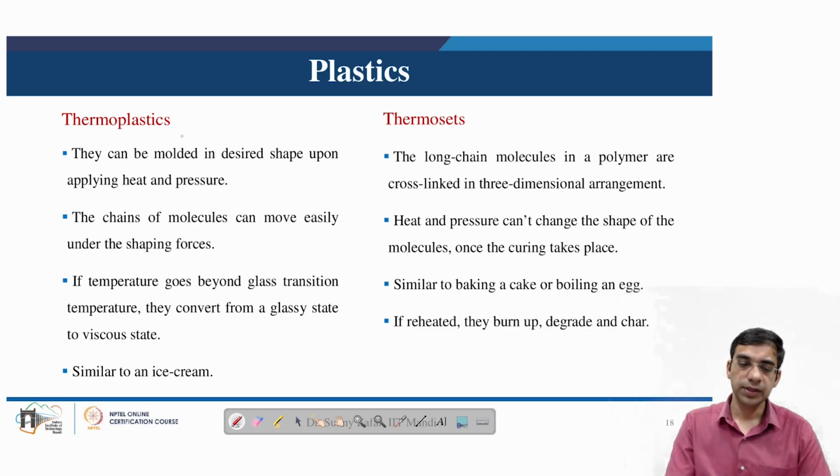Plastics or polymers are also classified based on their behavior to heat. They are classified as thermoplastics and thermosets. Thermoplastics are polymers which can be molded into the desired shape upon applying heat and pressure. Thermosets are long-chain polymers where we develop crosslinks, a three-dimensional network of bonds. In thermoplastics, the molecules can move easily upon application of forces, but in thermosets, once the crosslinks are formed, heat and pressure cannot change the position or shape of the molecules.